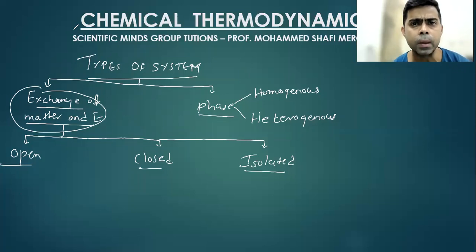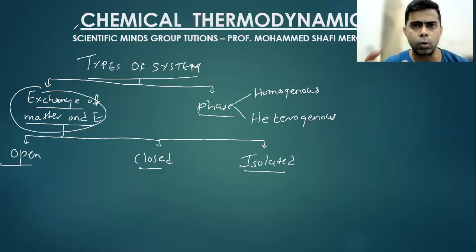What is a closed system? A closed system is one which can exchange only energy, but not matter. For example, you take that hot beaker and cover the mouth of the beaker with a lid, then only heat can be exchanged, but not the matter. The water vapor will not go out, the heat will go out. So that is a closed system.